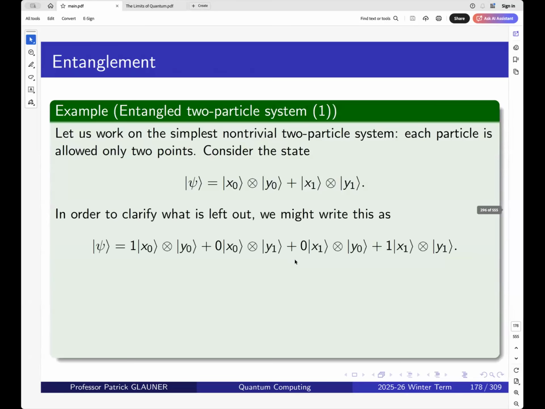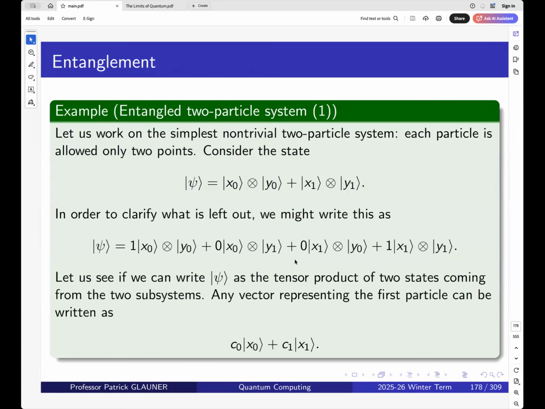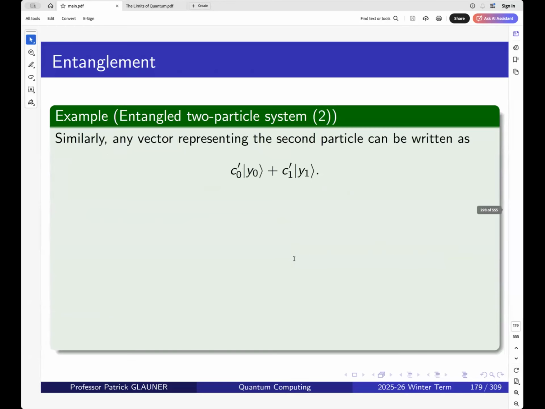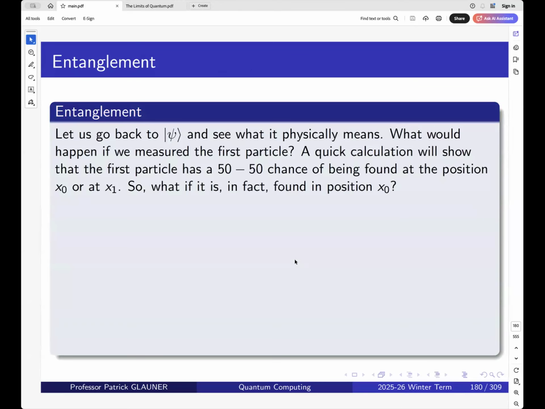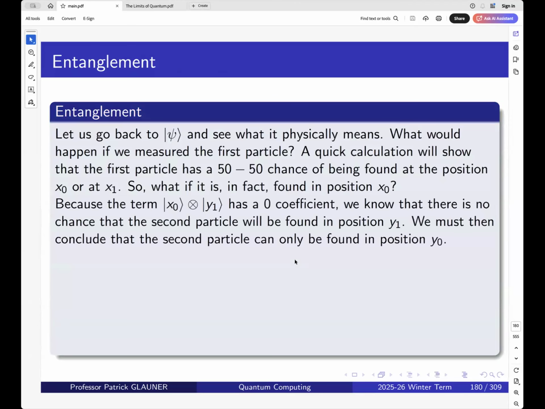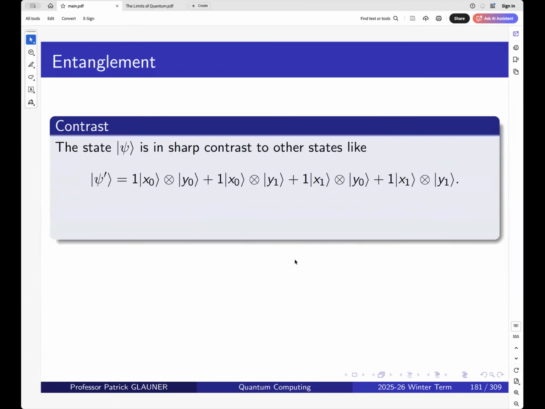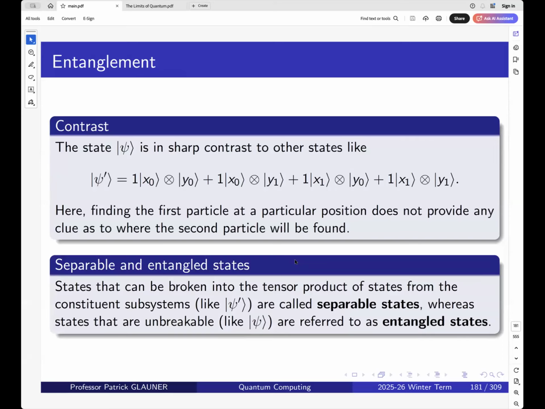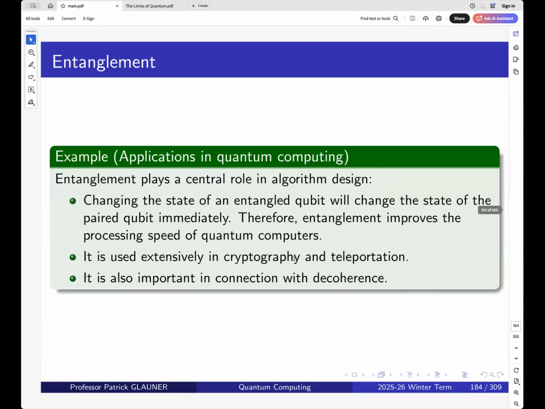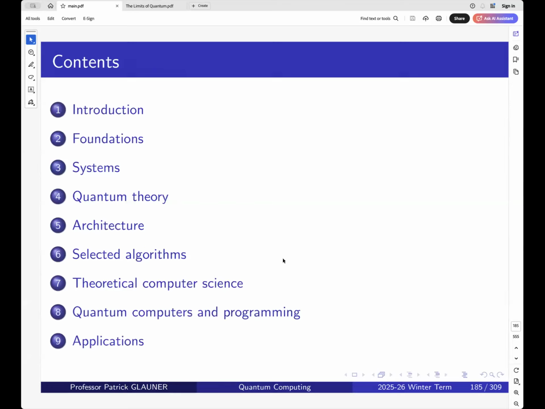And we discussed entanglement, and we saw that these entangled states cannot be formed by the tensor product of the two individual systems. And that's something quite interesting. And these entangled states will play a bigger role in some algorithms, but also possibly in some of your seminar presentations.